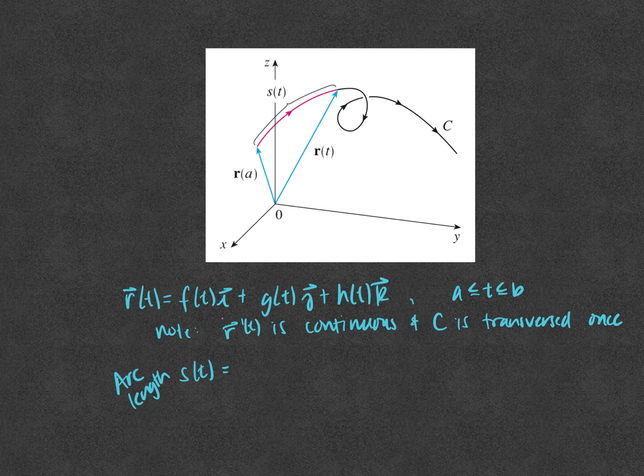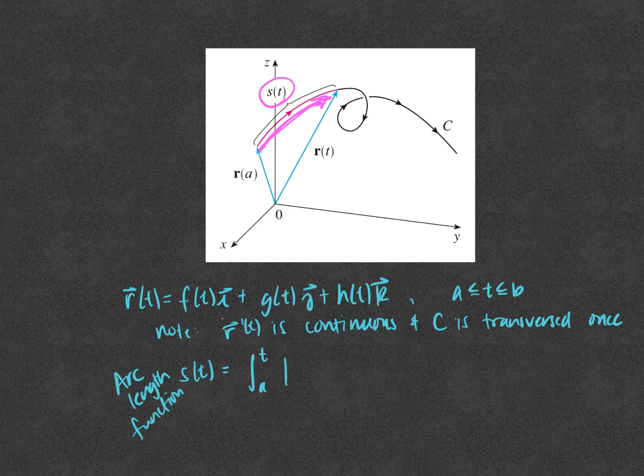But the arc length function S, in terms of t, equals the integral from a to t. Notice that we're talking about a piece of the curve. We're talking about stopping right here. As I do it in blue, let's try it again. We're talking about the piece of the curve right from here to here. So this is our arc length function where we're stopping somewhere along the interval.